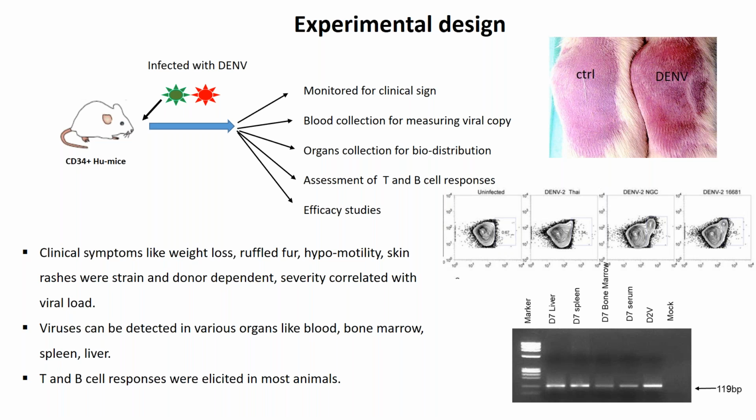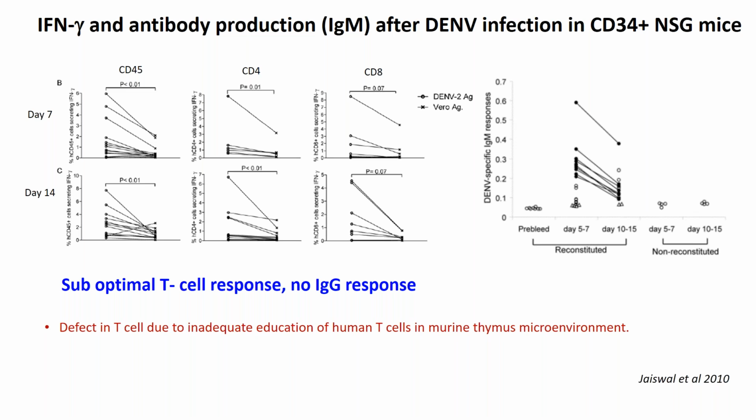All of these animals, upon infection, generated T and B cell responses against the virus. This is the T cell and B cell response to dengue infection, and the figure on the left of the slide shows the interferon gamma response to dengue antigen at day 7 and day 14 post infection. As we see, the T cell response, both CD4 and CD8, in most of the animals has a very low interferon gamma positive CD4 or CD8 population, both at day 7 as well as day 14.